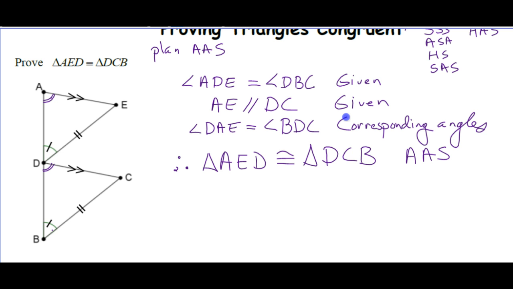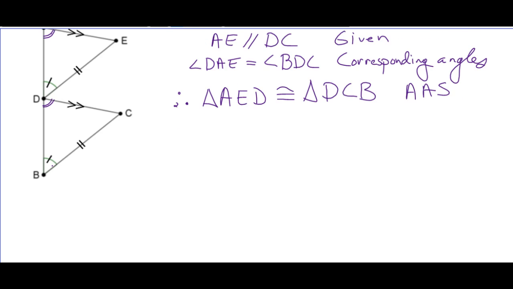Side AE is equal to side DC. Side ED is the same as CB. And side AD is the same as DB, or side DA is the same as BD. So when you've named the congruency, then you can say this angle is the same as that angle, this side is the same as this side, and so on. Any questions?